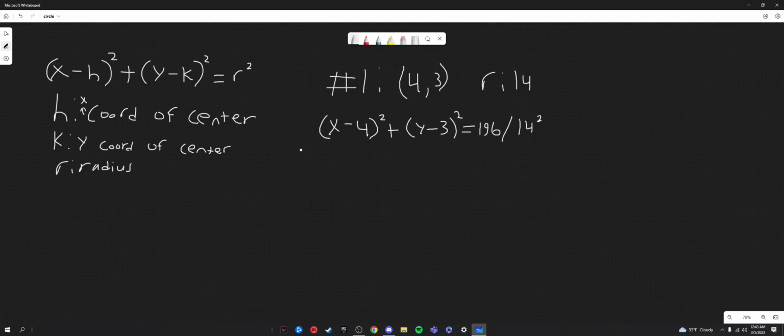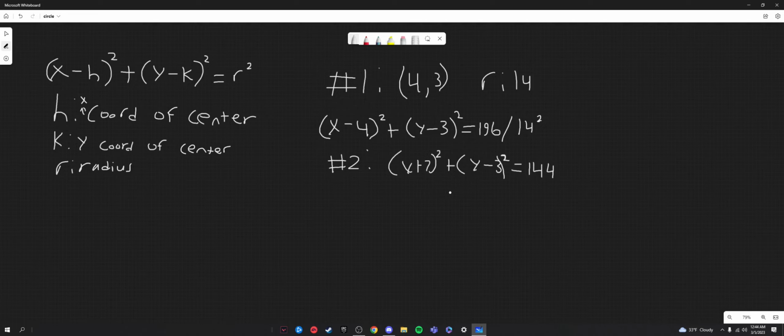Number 2, let me write this out. This one is also pretty easy. Given x plus 7 squared plus parentheses y minus 3 squared equals 144. I'm sure you could guess what we're going to do. We're going to find the coordinates of the center and its radius.